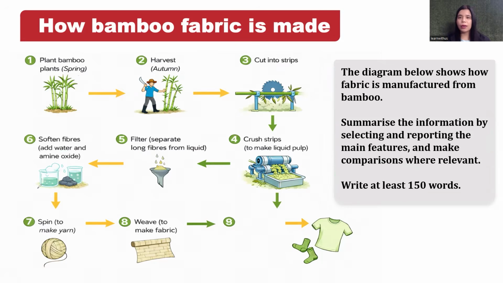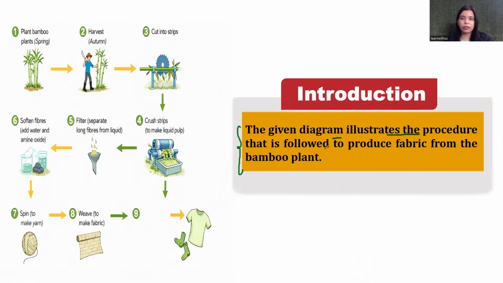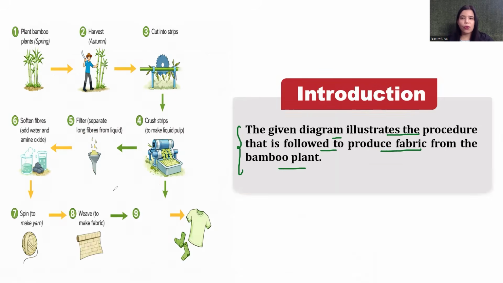So that is the entire process, and you will have to analyze it like this in the first 2-3 minutes. Now, let's see the introduction paragraph on this. And here we go. In the introduction, we have simply rephrased the question. We are saying the given diagram illustrates the procedure that is followed to produce fabric from the bamboo plant. As simple as that. No fluff, very crisp paragraph.